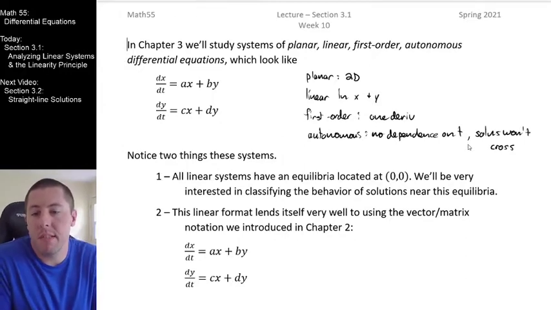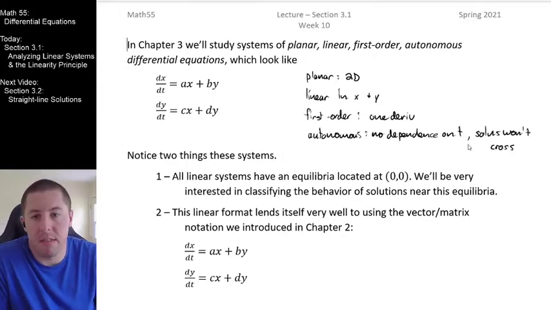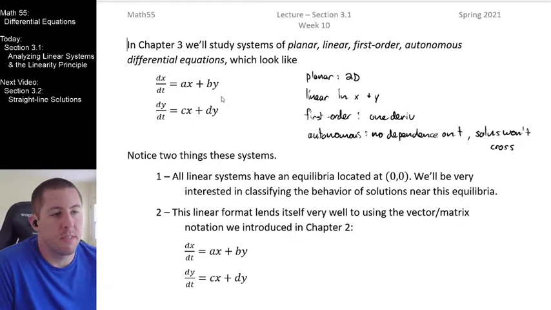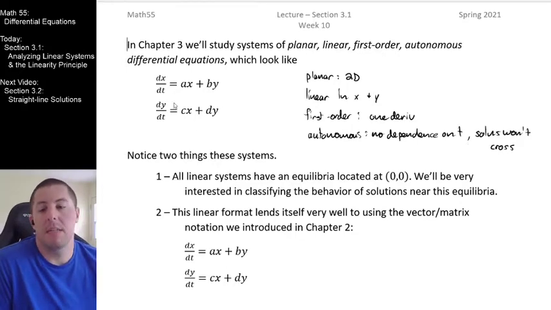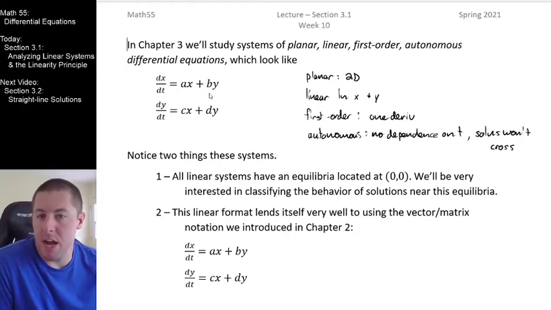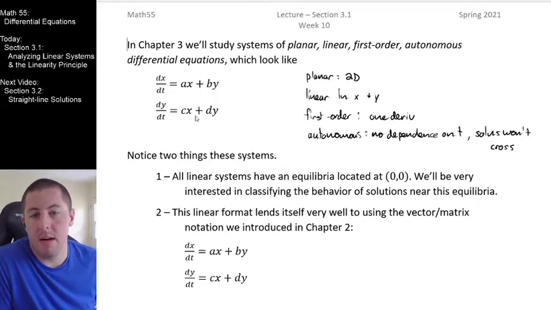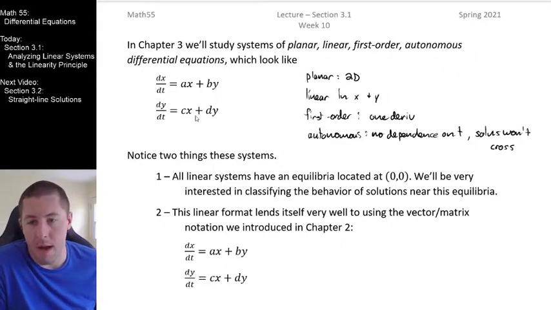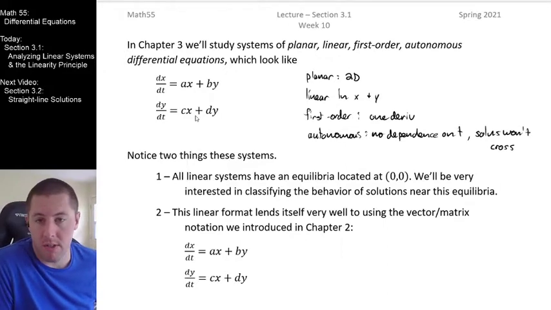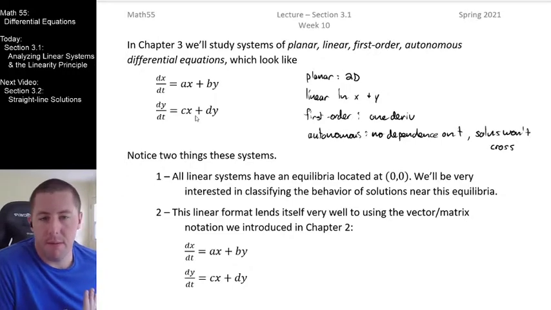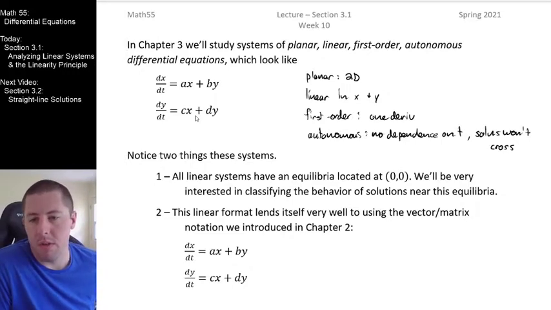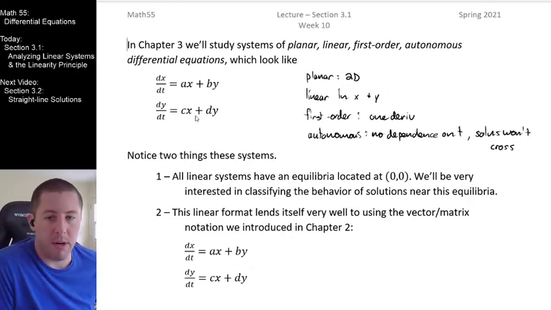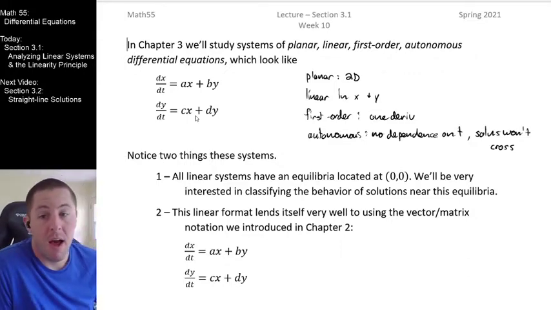So, two things that we should immediately point out about these systems. One, the vast majority of everything we're going to look at in chapter 3 looks just like this, and you should notice right away by super quick visual inspection that x and y both being equal to 0 results in both dx/dt and dy/dt also being equal to 0. Therefore, (x, y) equal to (0, 0) is guaranteed to be an equilibrium solution for every single one of these systems that we're going to look at in chapter 3.